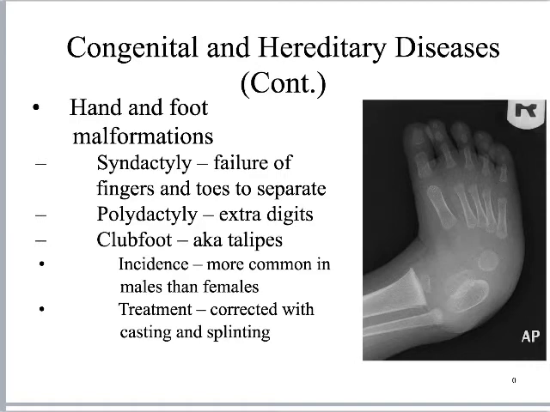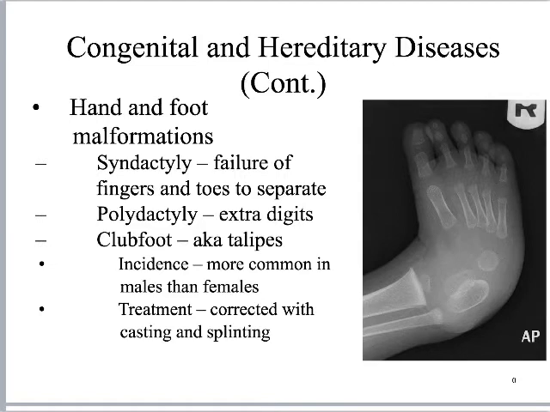One of them I think about in particular, there's a gene strain in Russia where people have 6 fingers, and that's part of a gene that's passed down from generation to generation. And clubfoot, which is sometimes also called talipes, is more common in males than in females. And typically it's just treated with casting and splinting.